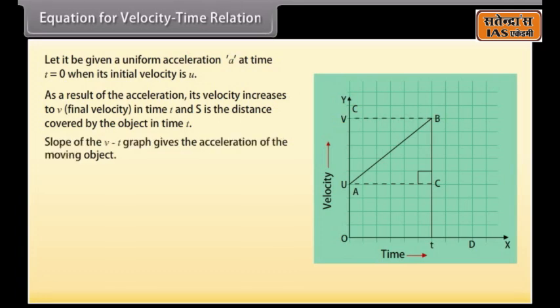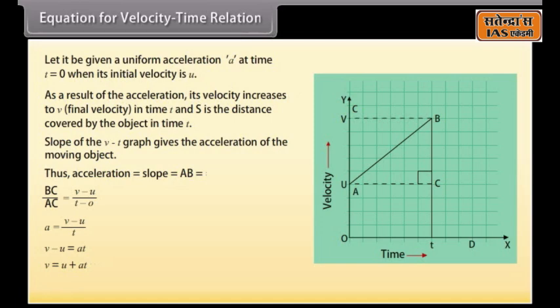Slope of the v-t graph gives the acceleration of the moving object. Thus, acceleration is equal to slope, which equals AB upon BC upon AC, which is equal to v minus u whole upon t minus 0, where a is equal to v minus u whole upon t. This gives v minus u equal to at, so v equals u plus at, which is the first equation of motion.